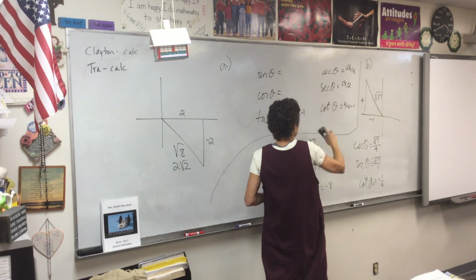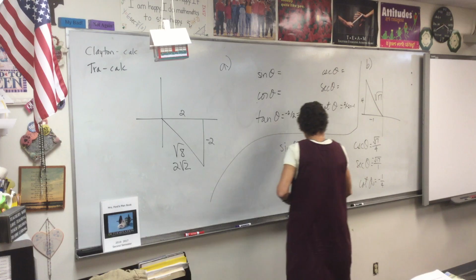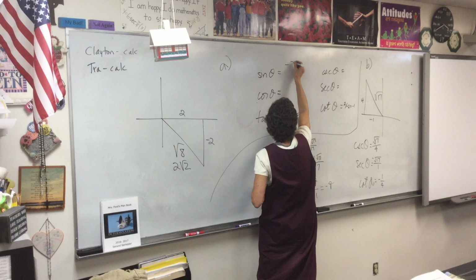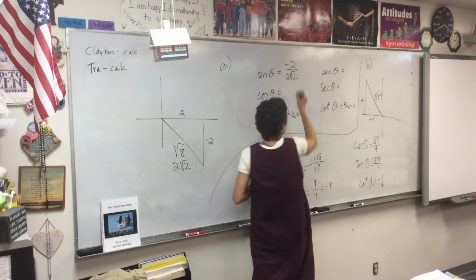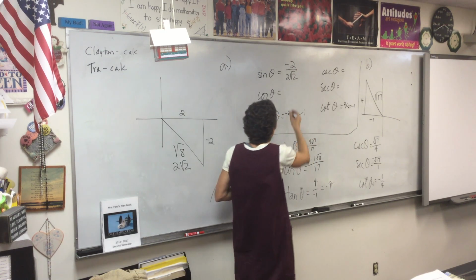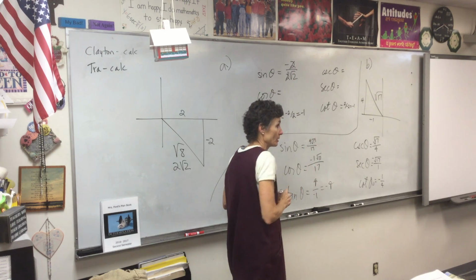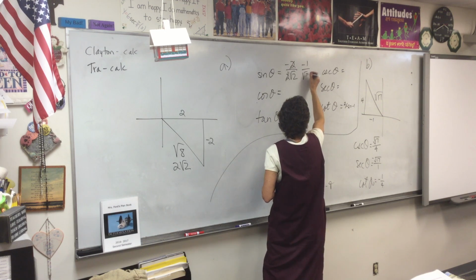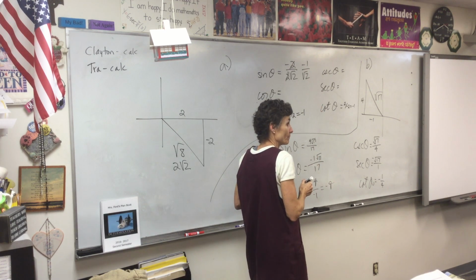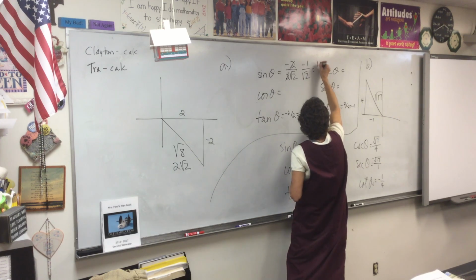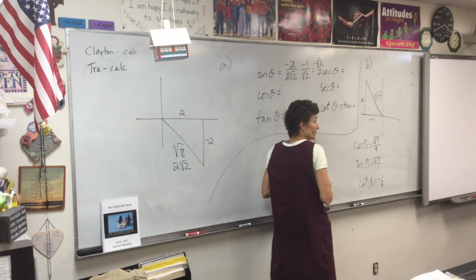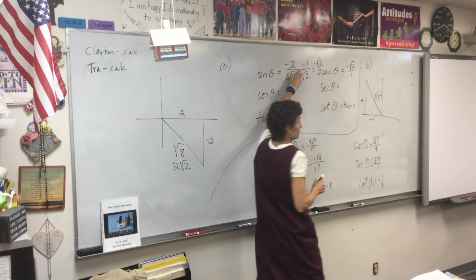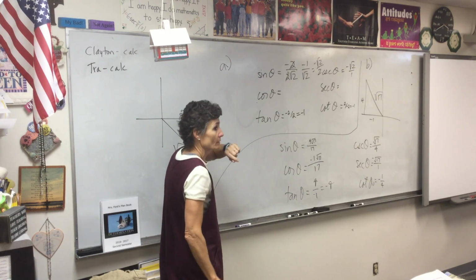I just don't have room to redo them, so I'm going to erase them here. If that's 2 root 2, then my sine would be negative 2 over 2 root 2. And see these two, they will actually cancel. So we have negative 1 over root 2, which is negative root 2 over 2. And then this one would be negative root 2 over 1.